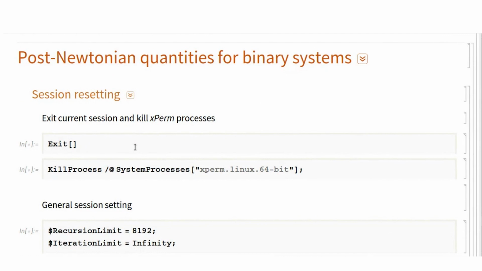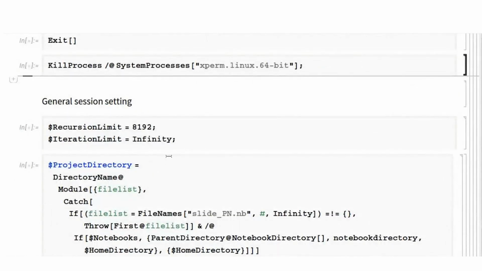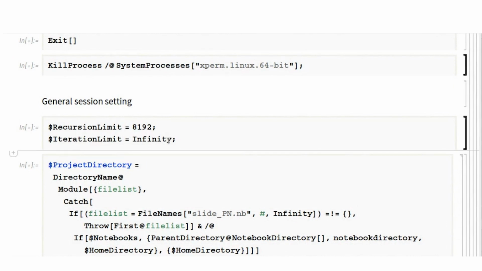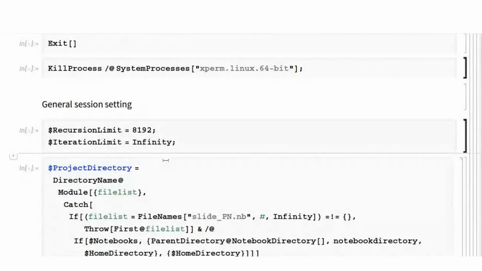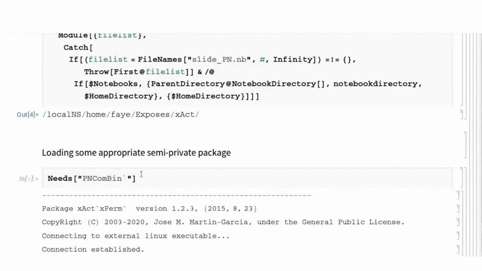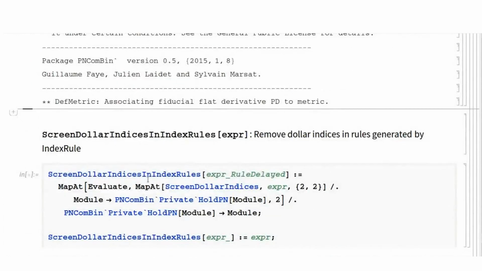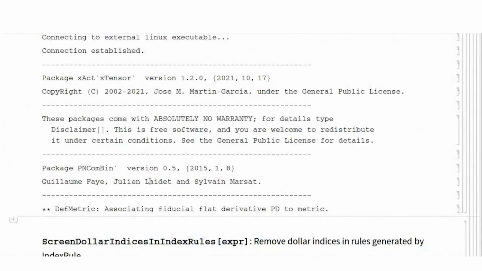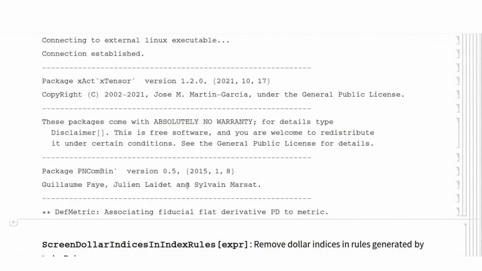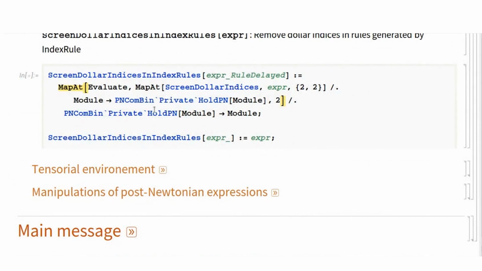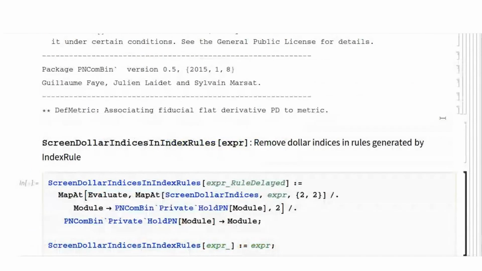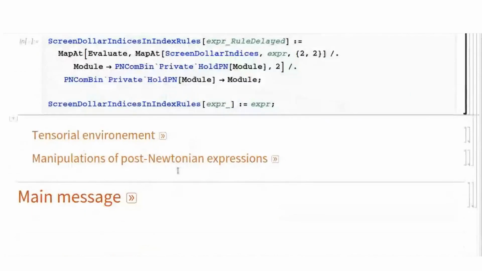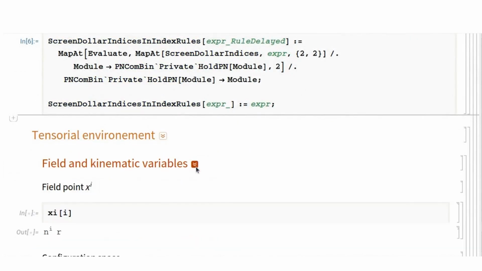But I want to discuss the application of those ideas also to binary systems. So I reset my session because I'm going to load a package and there are notation incompatibilities. So I hope this time loading the package will not make any problem. No, it seems to work. So this is a package based on xTensor I designed notably with Sylvain Marsat many years ago. Okay, now let us go to the tensorial environment.